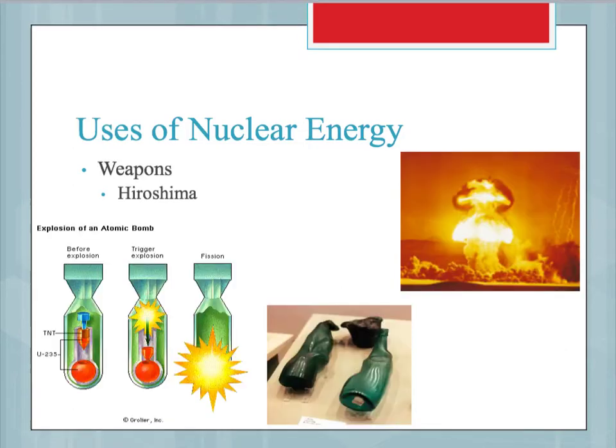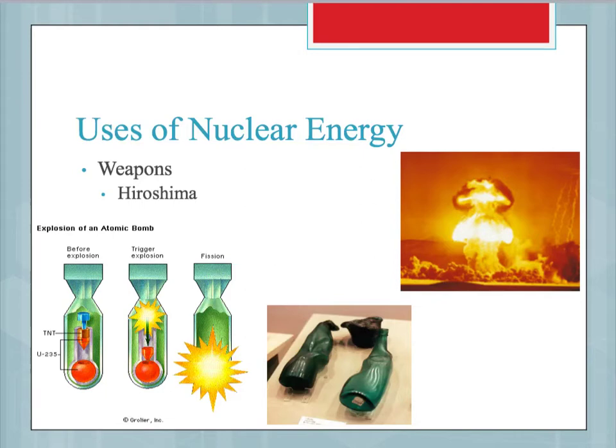Another use, like if I were to ask you what you think nuclear energy is used for, a lot of you, especially the boys, because I know a lot of guys are interested in weapons and war, your mind might take you to atomic bombs. So Hiroshima. That was the first time the atomic bomb was dropped, on August 6, 1945. It was a result of the Japanese bombing Pearl Harbor in 1944.